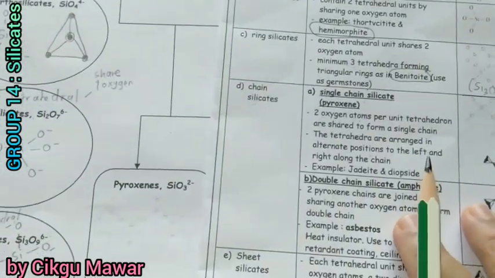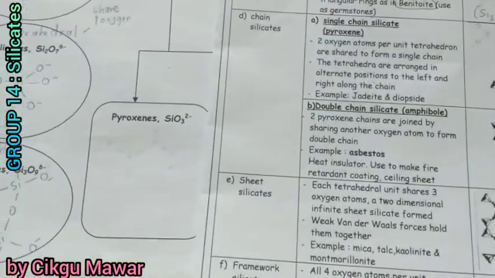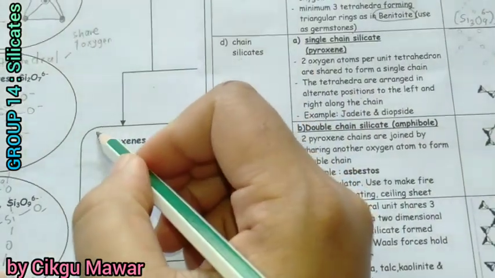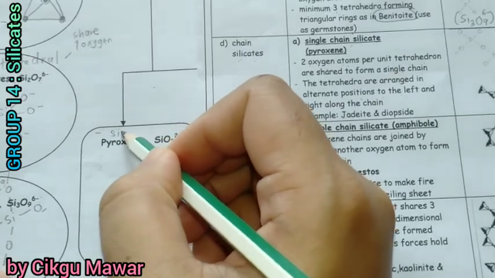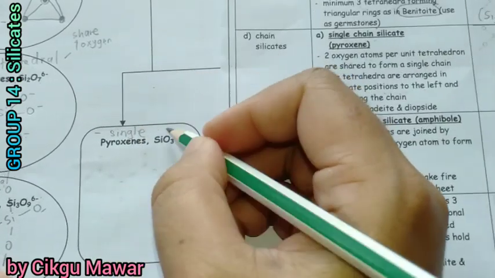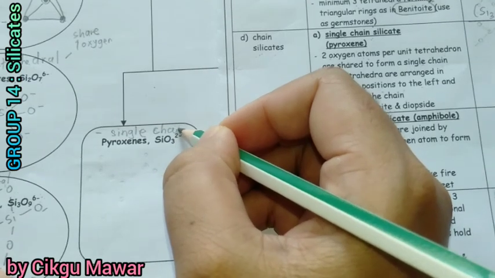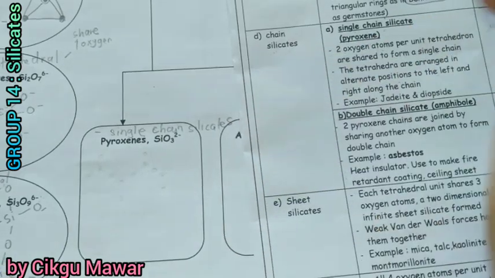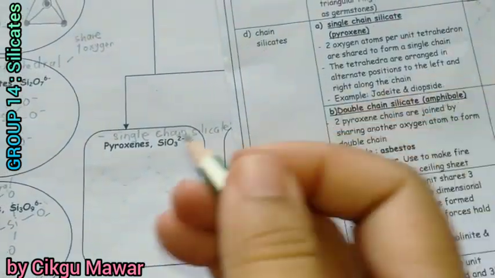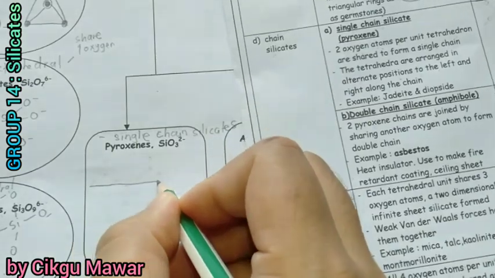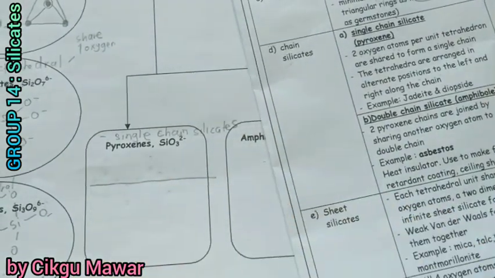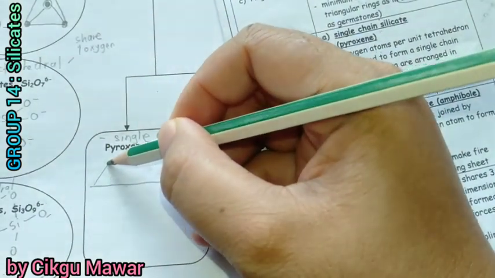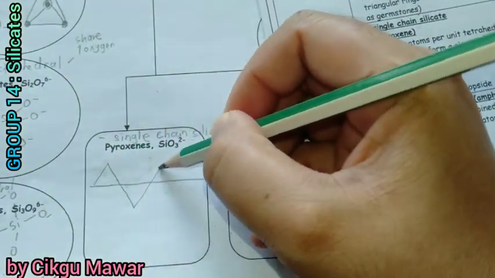Now let's draw the pyroxene. First, what is the definition of pyroxene? It is a single chain silicate. So in order to draw the pyroxene, the first thing you must do is write it down in a single chain, and then arrange the tetrahedra in alternate positions like this.